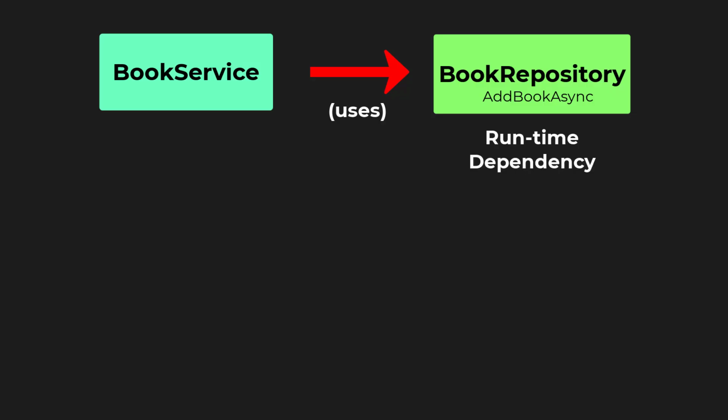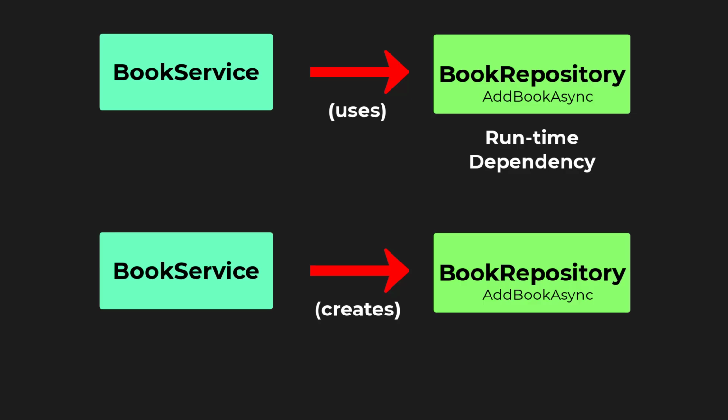But just because a book service object depends on a book repository object at runtime, it doesn't mean that the book service class itself should create an object of book repository. But if that happens, then the book repository class will be a compile time dependency as well. Let's see some sample code to understand this better.